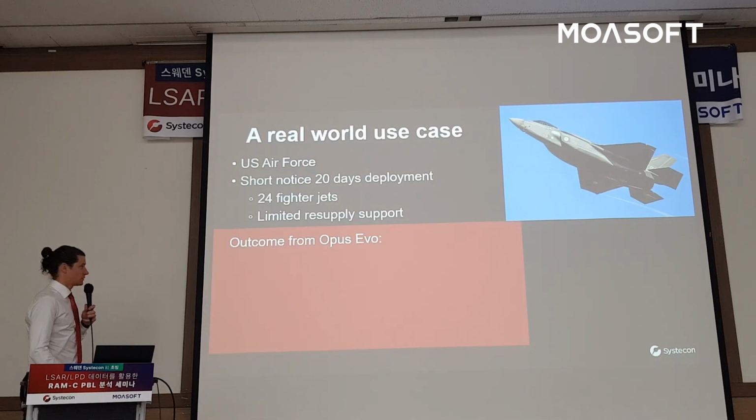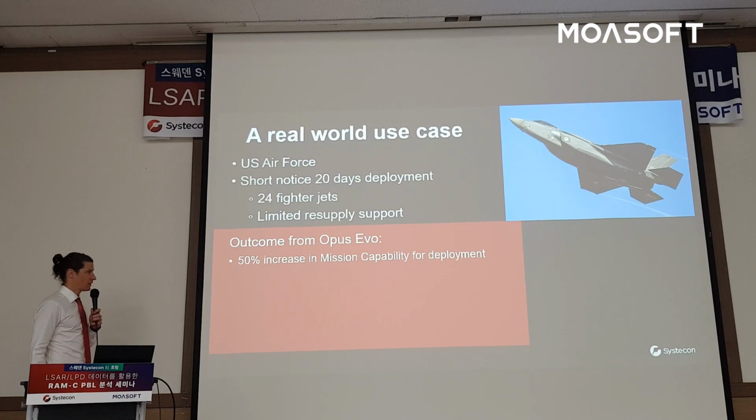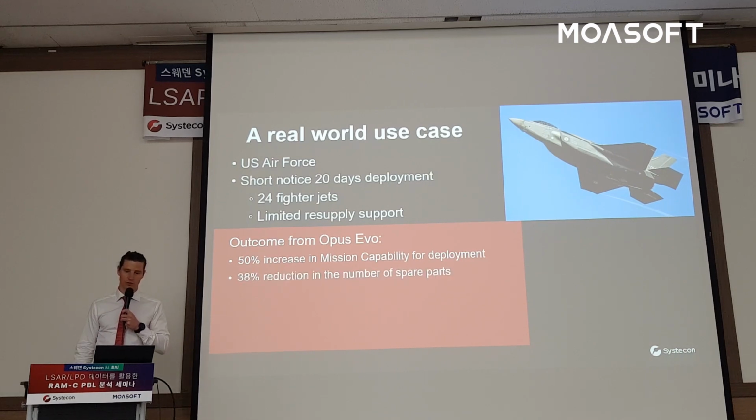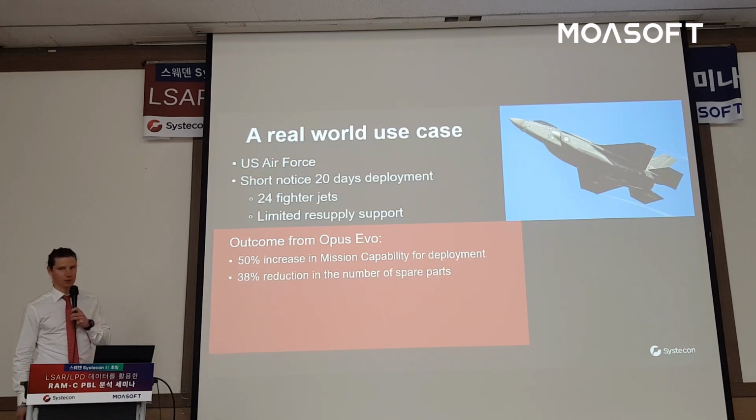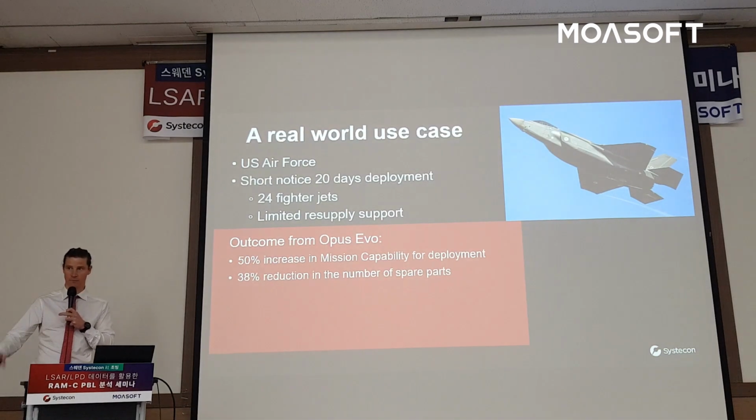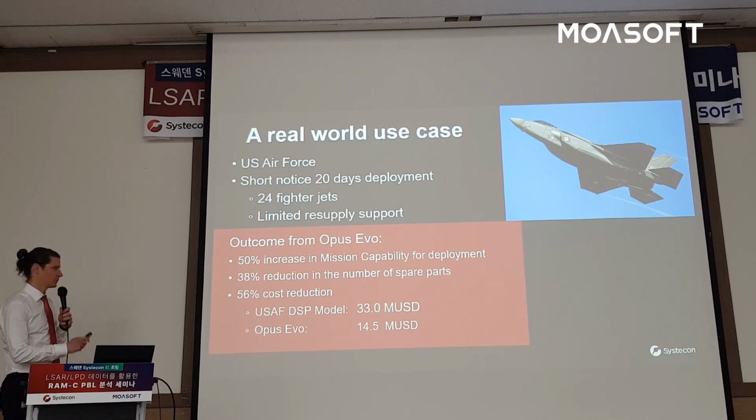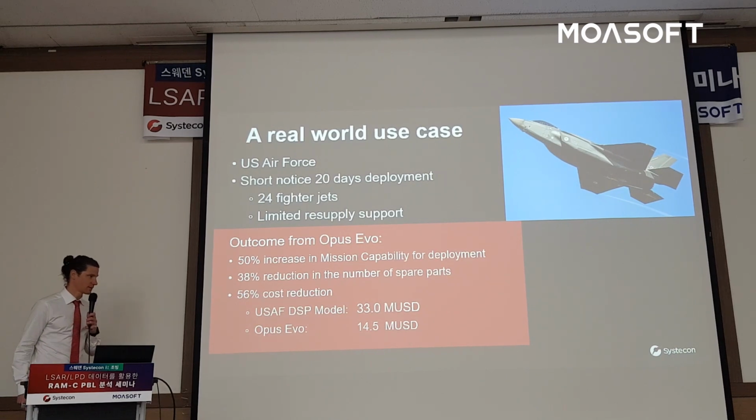Okay, so we helped them with OPUS Evo, and we could prove a 50% increase in mission capability for this deployment with the spare package that Evo could calculate. We could also reduce the number of spare parts by 38%. And for deployments, that's good because it means less volume, less weight for the transport. And also, we could reduce the cost by 56%.